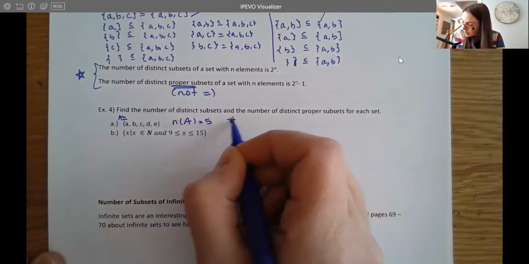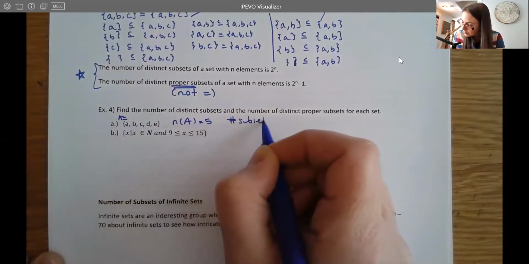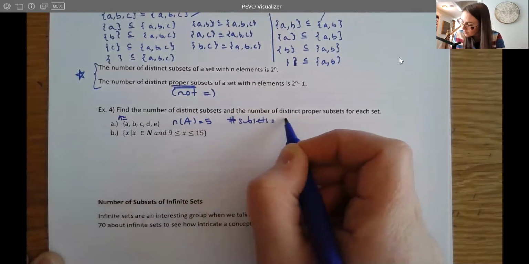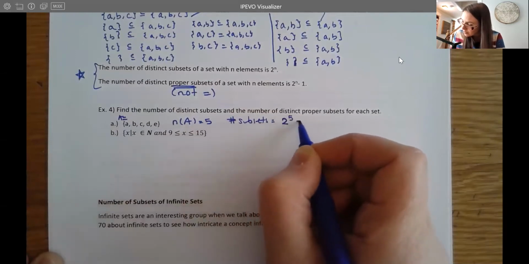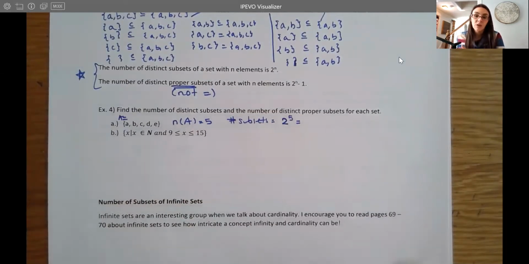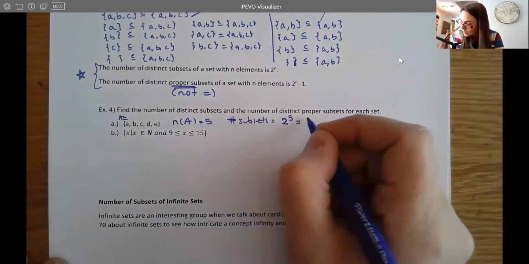So the number of subsets is equal to 2 to the 5th power. Now you can use your calculator or you can multiply it out. You're doing 2 times 2 times 2 times 2 times 2. So you're going to get 32.